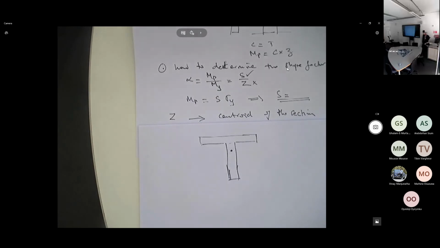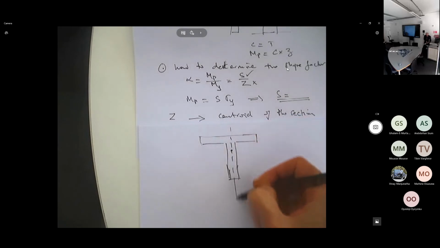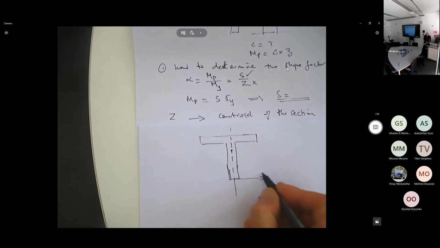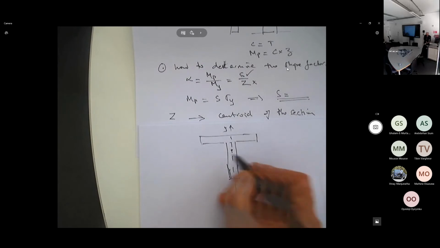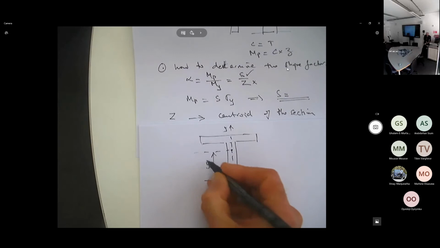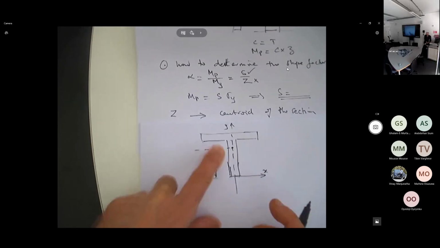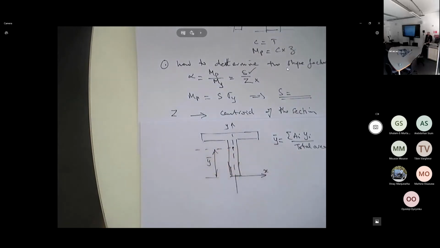Okay. So, it's very simple. If this is the X-axis, and this is the Y-axis, all you need is the Y coordinate. If I call this here Y bar, which is the coordinate of the neutral axis, the equation is sum of A_i Y_i over the total area of the shape. All right, and what is A?